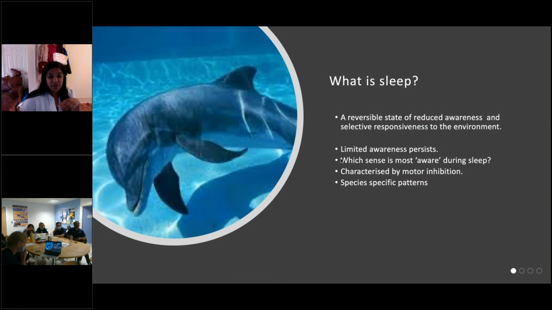So what is sleep? I put a definition there, but we all sleep every day. But what actually happens when you fall asleep? Sleep is a reversible state of reduced awareness and a selective responsiveness to the environment. So when you're asleep, there is a degree of awareness that does persist. If you think about the mother who can sleep through a thunderstorm but will wake when she hears her baby cry, there is still some awareness during sleep state.